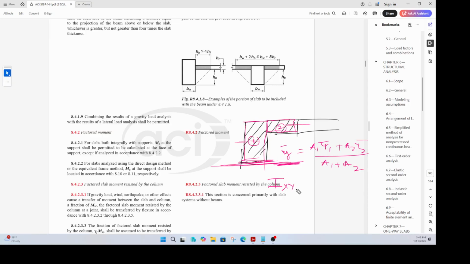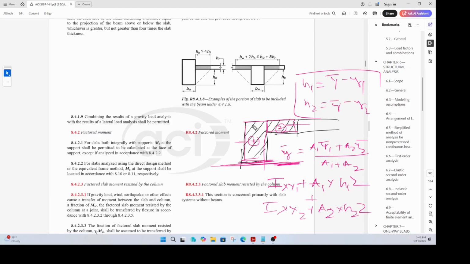Ixx of shape 1 plus area of shape 1 times h1 squared, plus Ixx of shape 2 plus area of shape 2 times h2 squared, where h1 is y bar minus y1 and h2 is y bar minus y2. Okay, so that's how you calculate the moment of inertia of this particular shape using the parallel axis theorem.